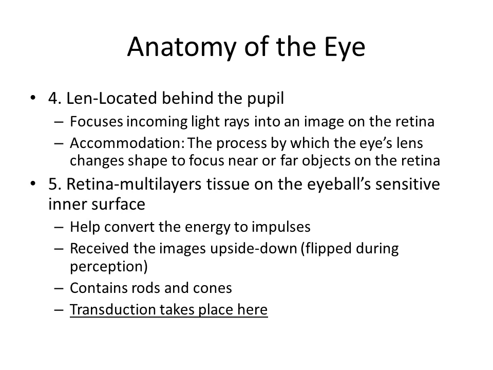Actually, the retina receives the images upside down, but it's flipped once it gets up to the brain. The retina contains rods and cones, which help us to detect differences between black and white, and we'll get into that in a minute. You need to know that transduction takes place on the retina.